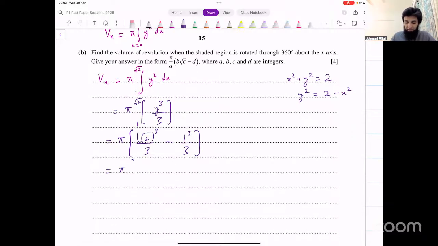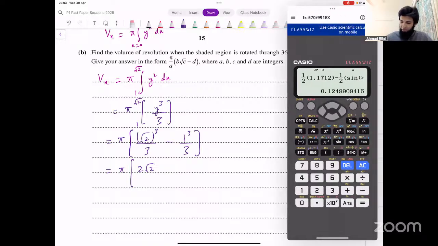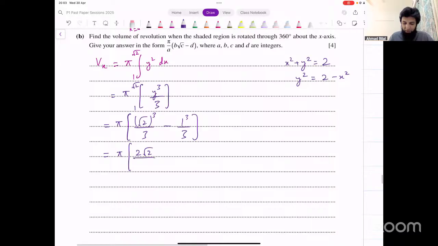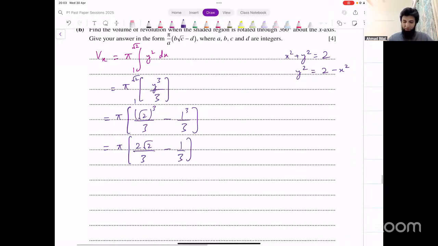Pi outside as it is. Under root 2 whole cube. You can put that on your calculator. Your calculator will give you 2 under root 2 from this. That's basically 2 raised to power 3 over 2. That becomes 2 under root 2 divided by 3 minus 1 over 3. And now let's look at that form that they want.